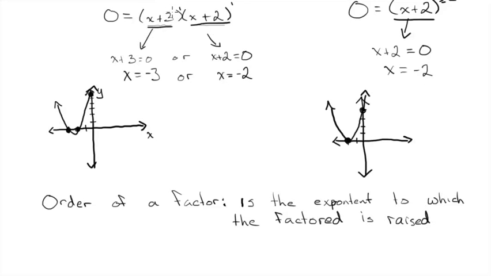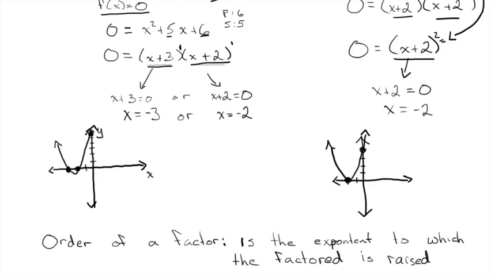So in this case, you have two factors. x plus 3 is one factor, and its exponent is 1. So this one has an order of 1, and this one, the order is 1. And for this one over here, the exponent was 2. So x plus 2 has order 2. And in this one, x plus 3 and x plus 2 both have order 1.